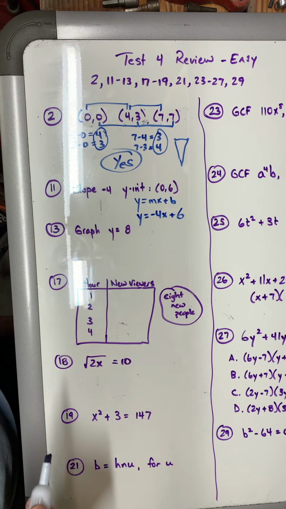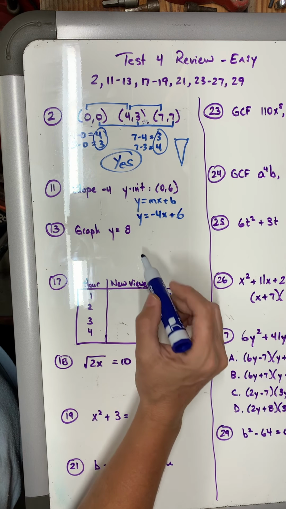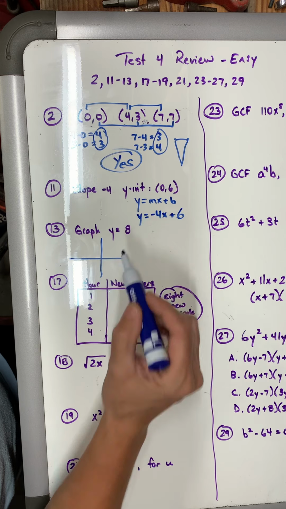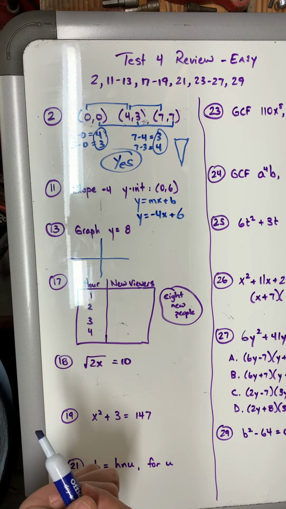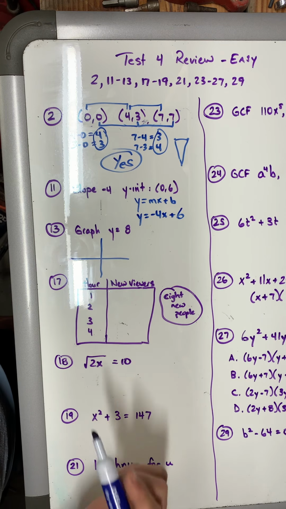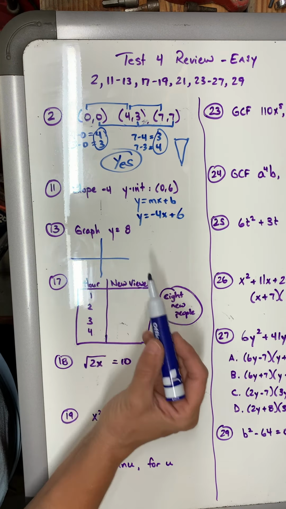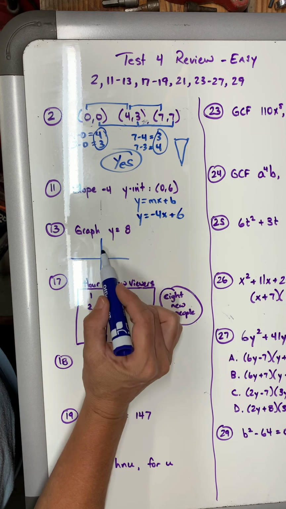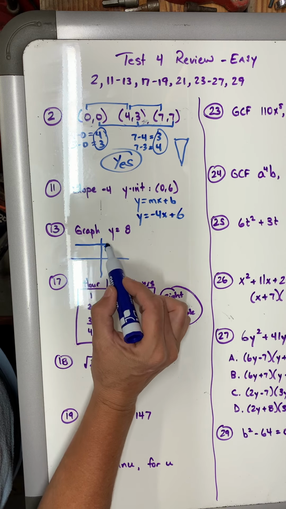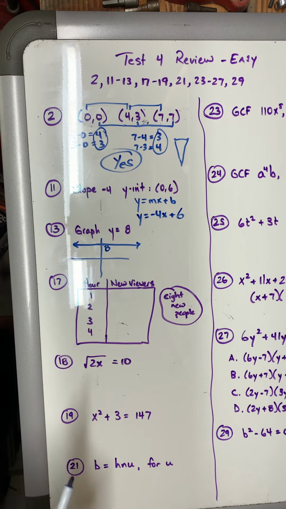All right, so let's move on to question number 13. 13 says to graph y equals 8. So one thing I want you to memorize is if you just have y equals a constant, in other words, there's no x in there, it's always going to be a horizontal line. Horizontal lines go left and right, and it's going to cross at whatever that number is. So if that's 8, so let's say that's 8 on the y-axis, then your line is just going to go horizontal and cross through the 8.